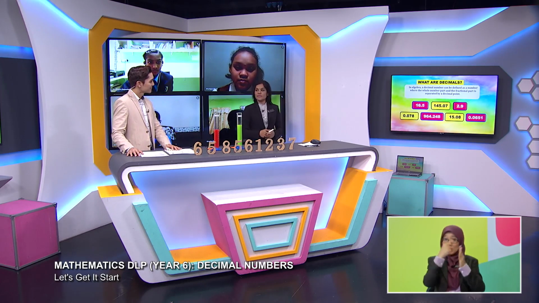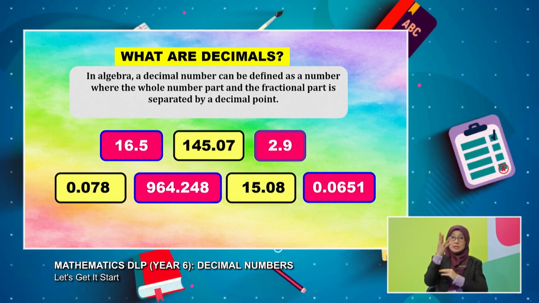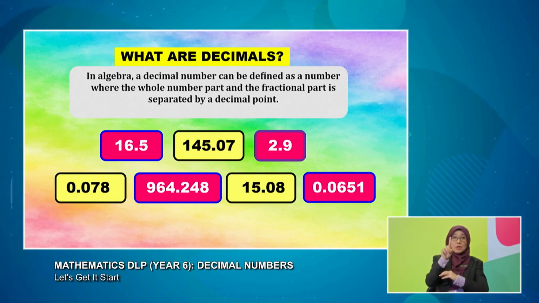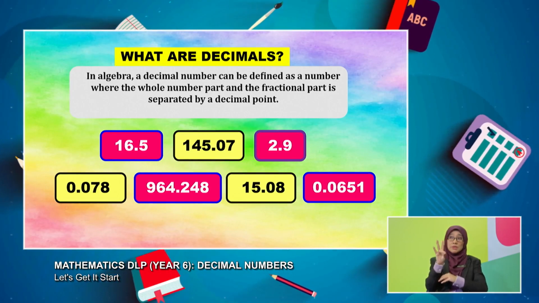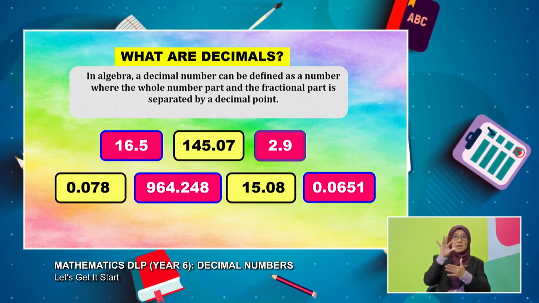Can you say the numbers there? They all have a decimal. Say out the numbers. So that's 16.5, 145.07, 2.9, 0.078, 964.248, 15.08, and 0.0651. And I noticed one thing. You did a good job.